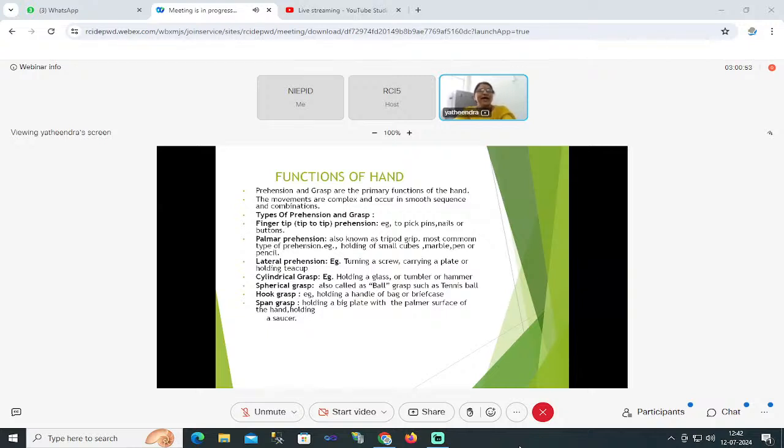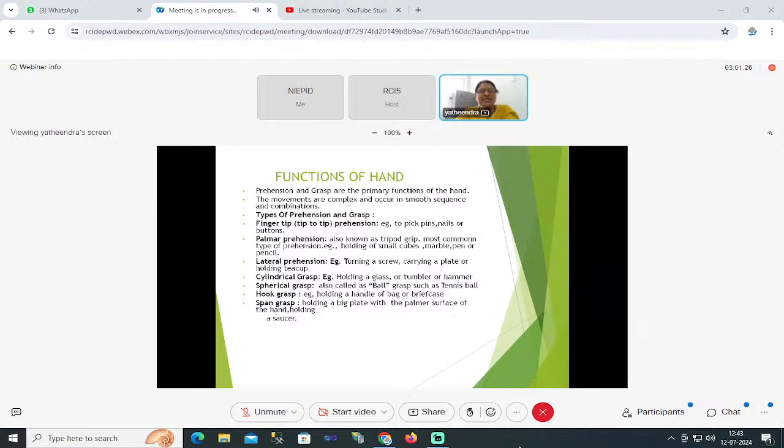The functions of the hand are prehension and grasp. There are different types of grasp: palmar prehension, lateral prehension, cylindrical grasp, spherical grasp, hook grasp, and span grasp. Tip to tip means fingertip. For example, to pick up pins, nails or buttons, it is a tip to tip prehension. When we hold small cubes, a marble or a pen, it is a palmar prehension. Lateral prehension examples are carrying a plate, holding a teacup or turning a screw.